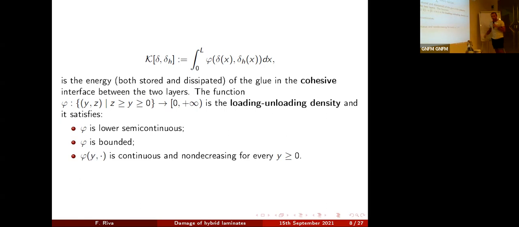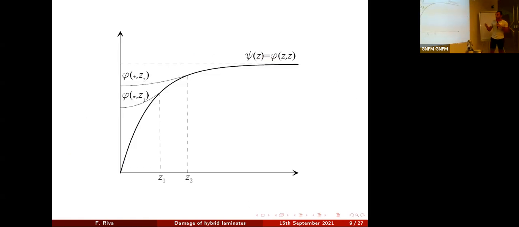And for the first part of the talk, we will satisfy very general assumptions: that it is only lower semi-continuous, bounded, and continuous in the second variable, let's say. But you have to keep in mind a very specific form for this kind of density coming from experiments and applications, which is this one.